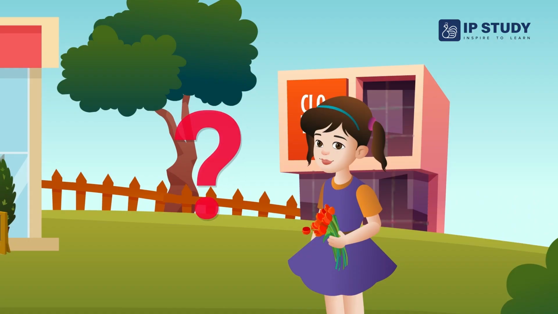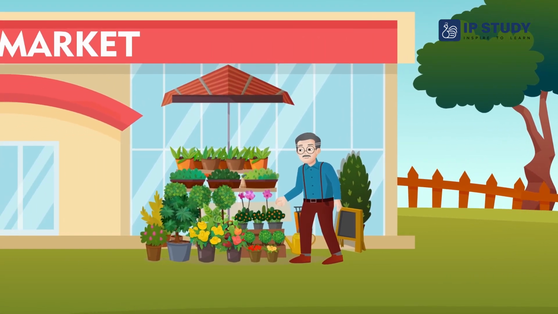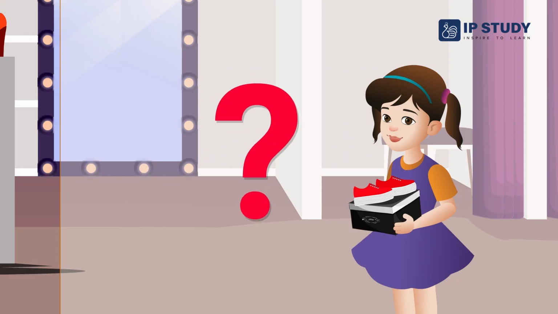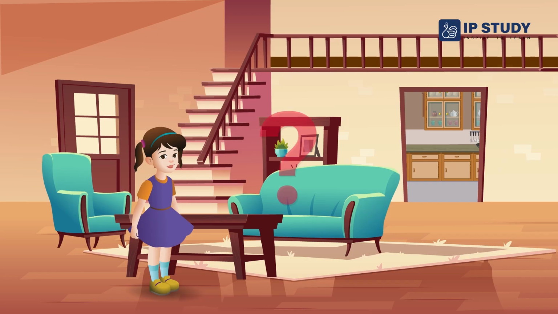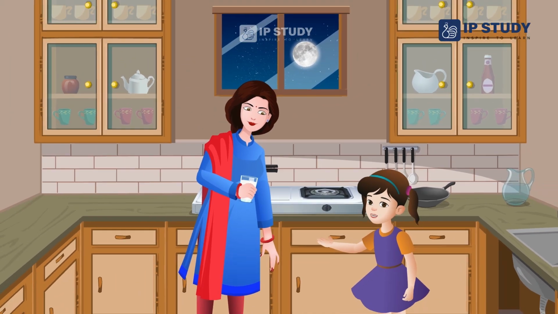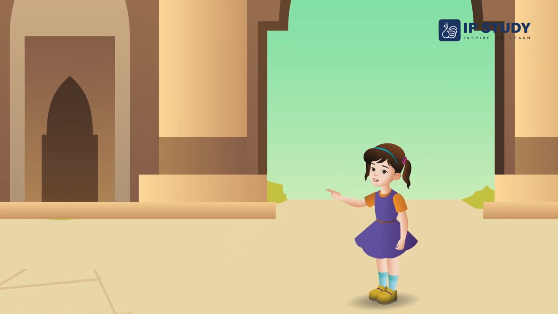Where did you get these flowers from? I got these flowers from the florist. Where did you buy those shoes? I bought these shoes from the mall. Where is your mother? My mother is in the kitchen. Where do you live? I live in Mumbai.